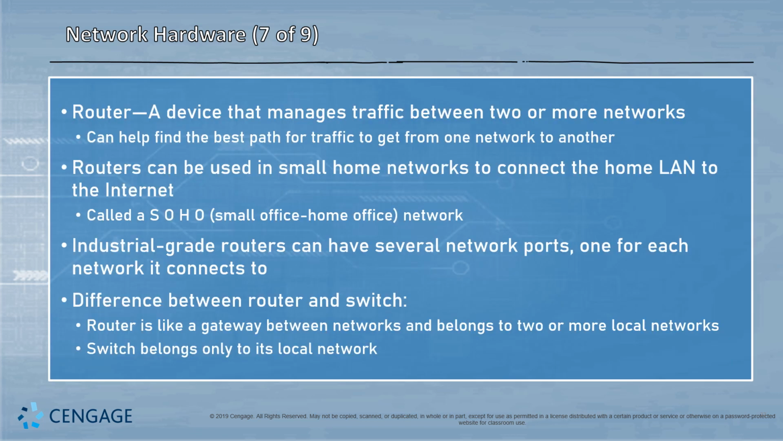A router is different than a switch in that it doesn't deal with internal traffic, it deals with traffic between networks. So it goes outside of our local area. Now, routers are responsible for maintaining what's called a routing table to determine the best path for traffic to move from one network to the next. Routers can be used in small home networks to connect the home LAN to the internet and create what's called a SOHO network, small office / home office. You may also see what's just called a home network, which is a little bit less sophisticated. Industrial routers often have several network ports, one for each network it connects to, so it's kind of similar to what I was talking about with the various NICs that you may see.